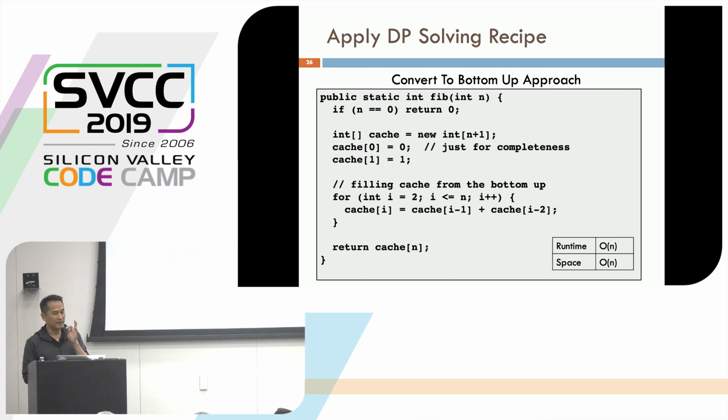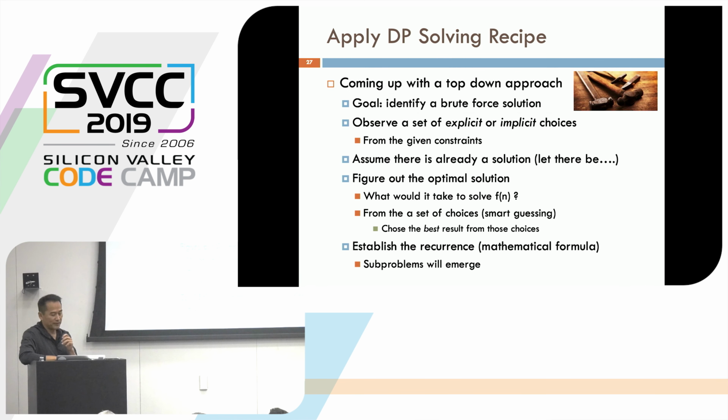Now, what we didn't talk about was how they came up with that formula, right? Because if you're able to come up with that formula, you're 75% there of solving that problem. So let's talk about how to do that. That's what I call coming up with a top-down approach. The first thing is you should try to come up with a brute force solution. Don't worry about optimization at this point. Okay? Just come up with a brute force approach.